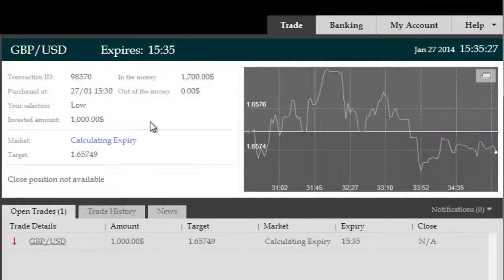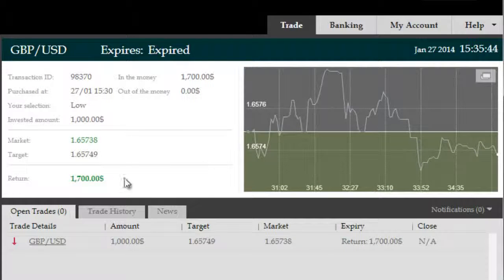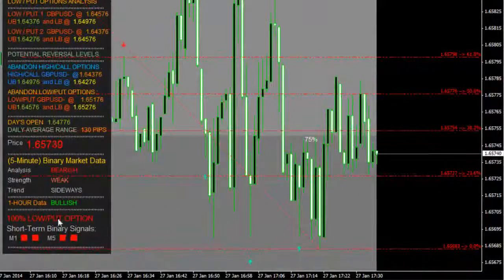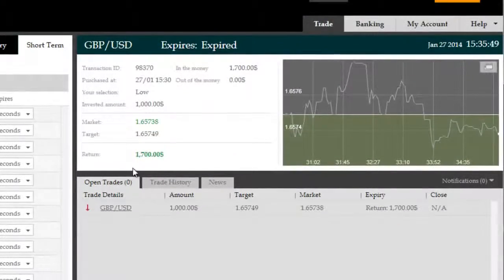So we've now expired in the money, $1,700 on this trade, meaning a net profit of $700 based on a 70% return on the trade over a 5-minute time frame. When I switch over the screen through to ITM Saturn Pro, I'll show you how we're using the 1-minute time frame on the GBP USD on ITM Saturn Pro to trade 5-minute trades as we just did earlier.